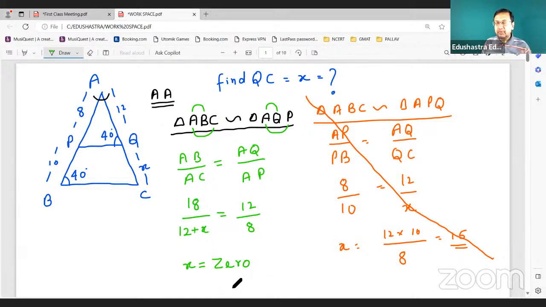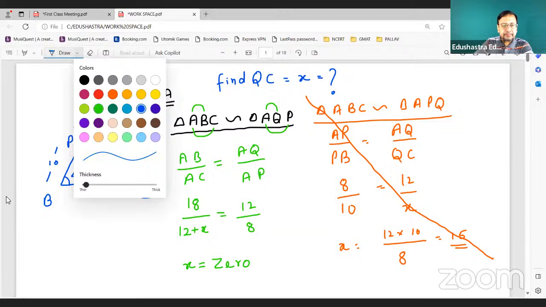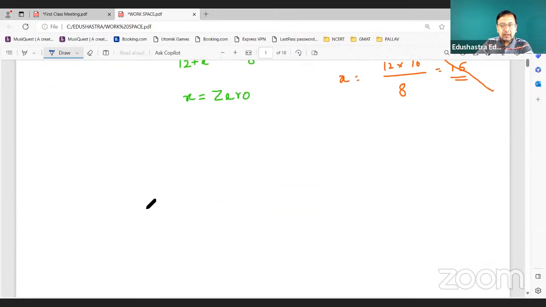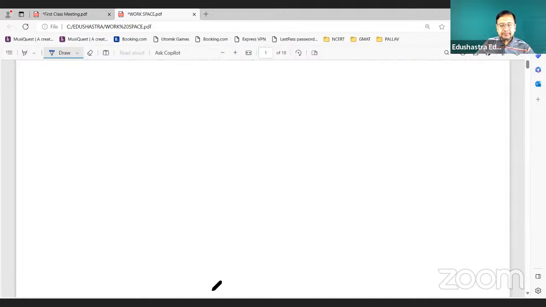If I am not putting up the right theorem, right concept, I may end up with a wrong answer. Yes, Vamsi, correct. So this is very, very important to understand the basic concept, basic fundamental, right? So this is the way I am getting the values. Okay, now come to the next one.